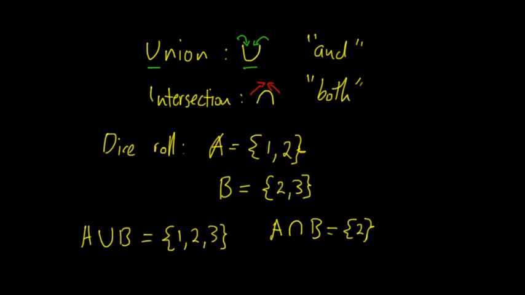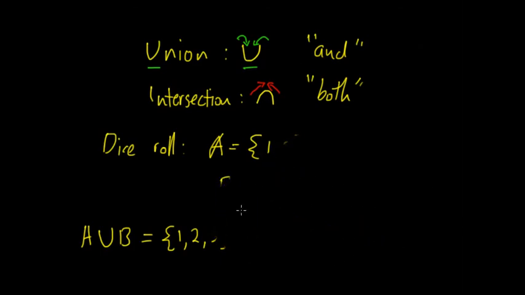So for the intersection, it has to be encompassed in both A and B. It has to be in both. These are really important because you then use them in later probabilities, such as conditional probability, which we'll talk about in a few lessons.